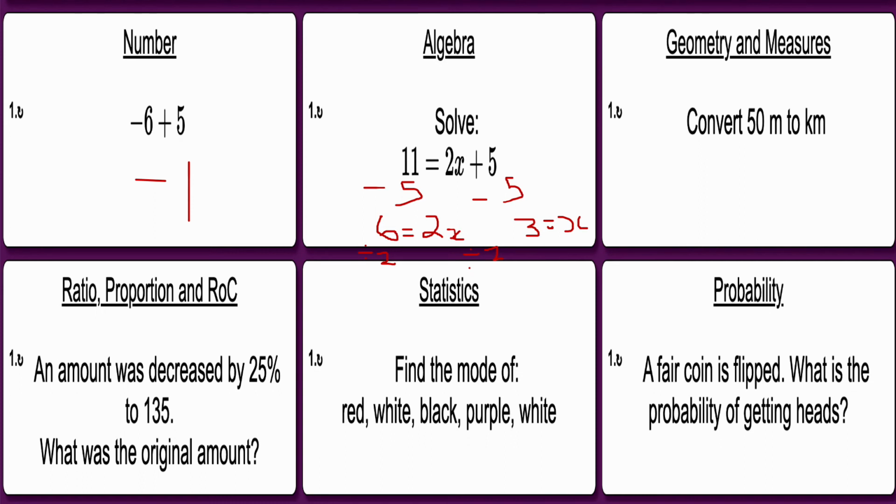This one, convert 50 meters to kilometers. Well, meters to kilometers, I divide by 1,000. So make sure you are happy with your conversions. 50 divided by 1,000 is 0.05 kilometers.